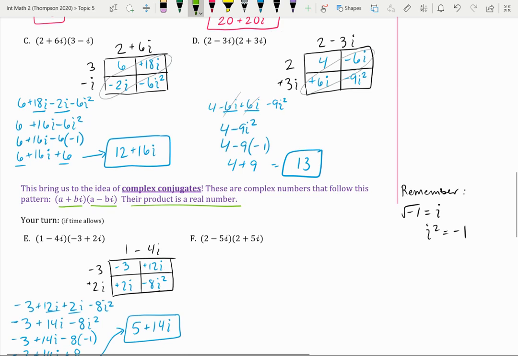So when we look at problem F, 2 minus 5i times 2 plus 5i, same thing is going to happen. So pause this, multiply F out, and you should get a whole number answer. If you don't, you did something wrong.